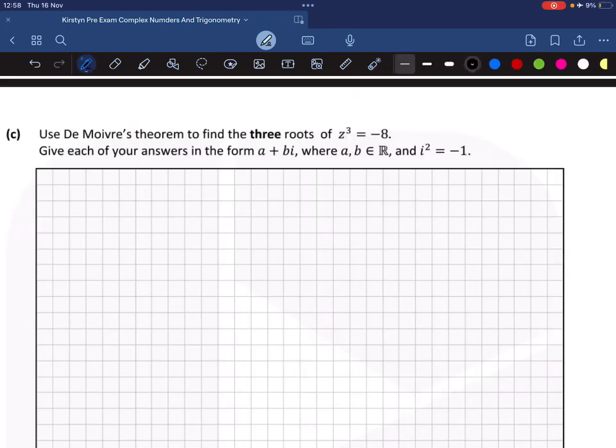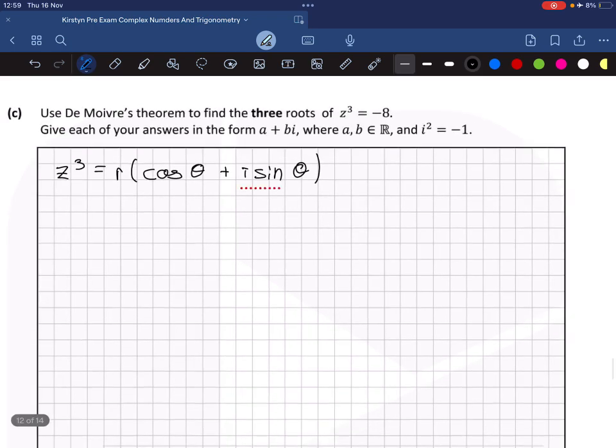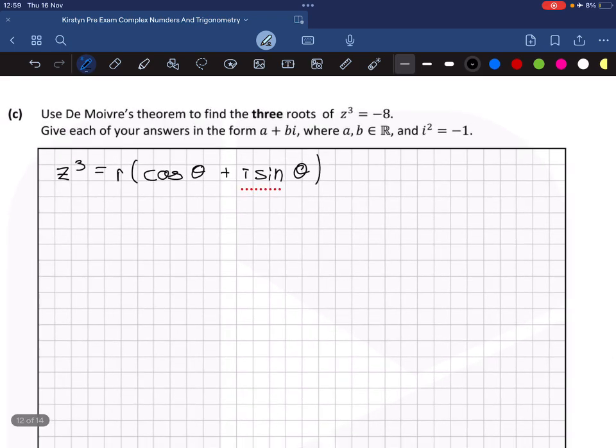So part C. Use De Moivre's theorem to find 3 roots of z cubed is equal to minus 8. Give your answers in the form a plus bi, where a, b are real numbers, and i squared is equal to negative 1. So it says give your answers, so we know there's going to be more than one. So we can say that z cubed is equal to r cosine theta plus i sine theta, using De Moivre's theorem. We need z by itself though, so we need to take the cube root of everything on the right hand side, which is the same thing as putting everything to the power of 1/3.